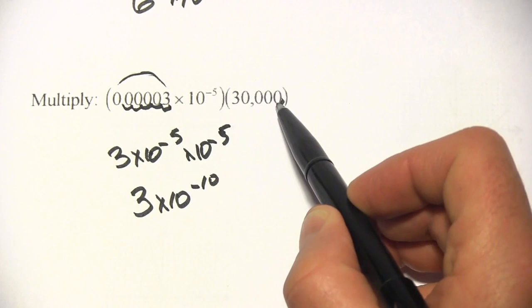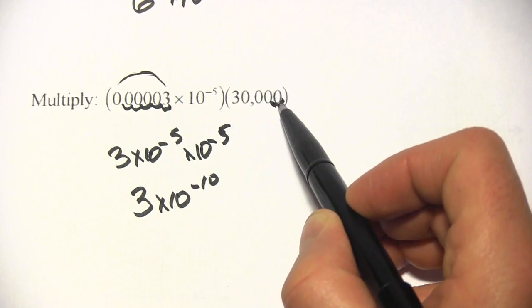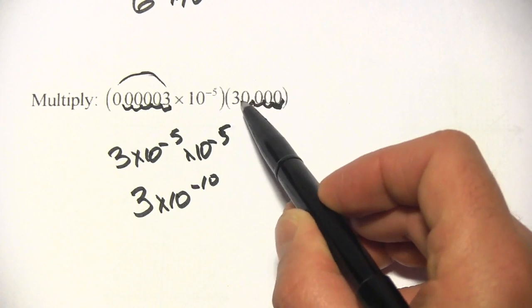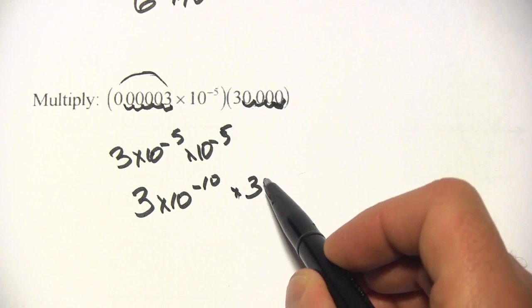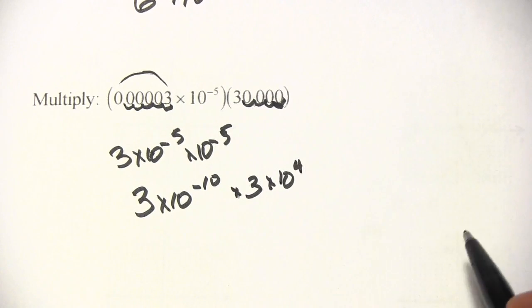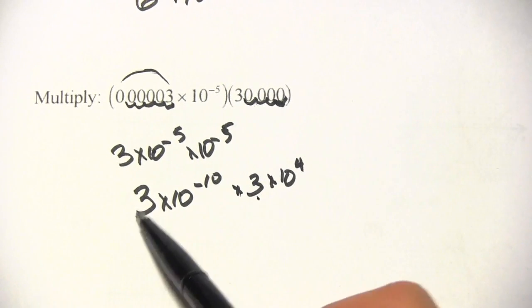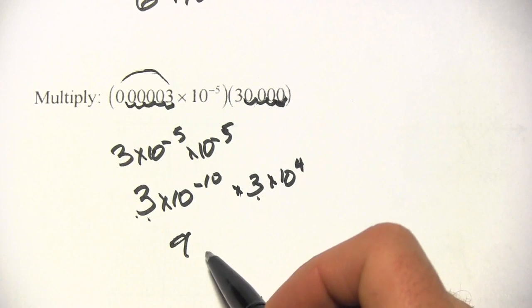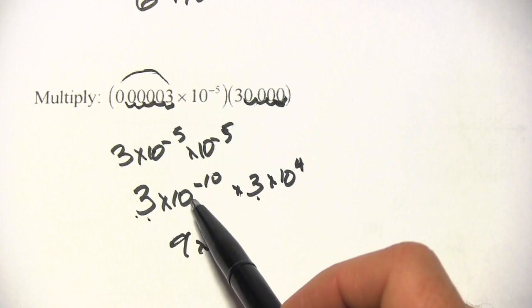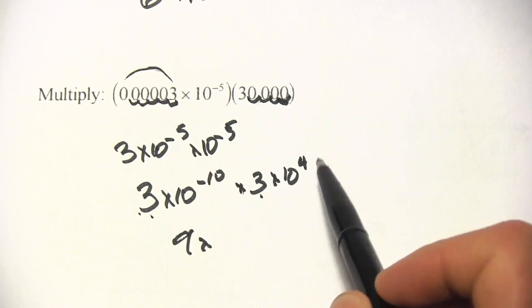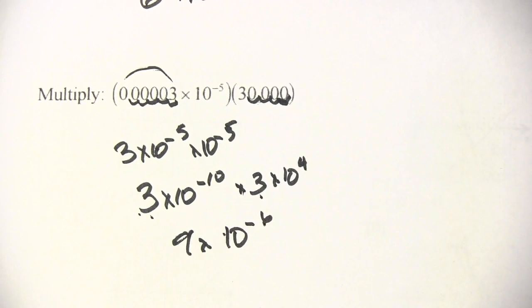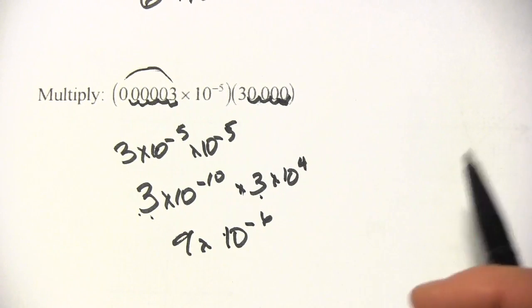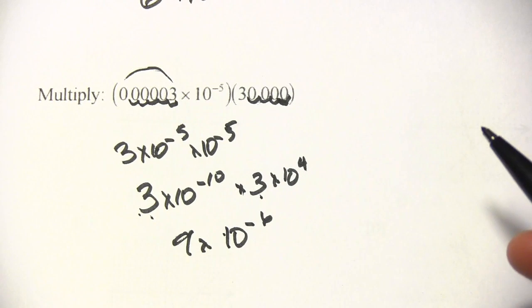This one, we're going to move the decimal point this way. 1, 2, 3, 4 places. So this is going to be times 3 times 10 to the 4th. So let's multiply this part. 3 times 3 is 9. And then let's multiply this part. 10 to the negative 10th times 10 to the 4th. We just add the exponents. We get 10 to the negative 6th. So that's a little bit of work with multiplying and dividing scientific notation problems.